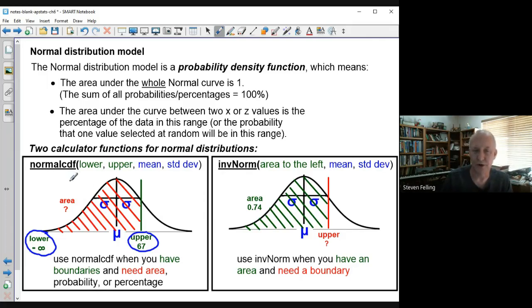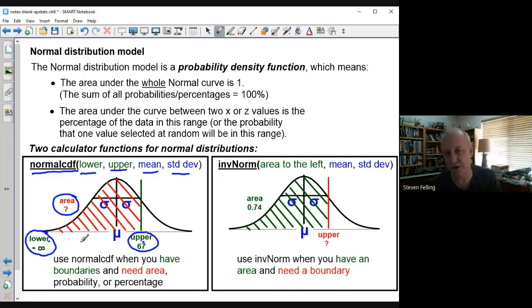And there's a function in our calculator called normalcdf that everyone should have seen at some point in the past that allows us to find the percentage area or the probability of being in a certain region of a normal distribution. And so we have to give that function the lower bound and the upper bound of the region we're interested in, and then we also have to specify what the mean and standard deviation is, okay? So if you know the boundaries and we need to know what percent area that is, to go from the boundaries to the area, you use normalcdf.